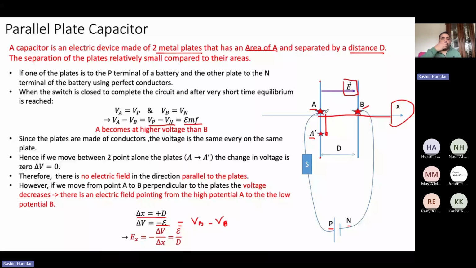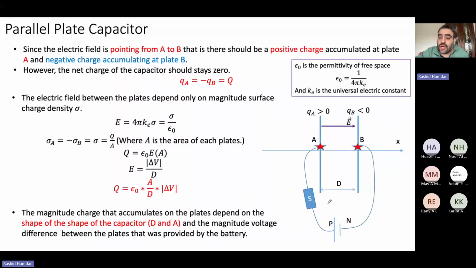Now, what is the charge on the plates? To have an electric field, we need charge. When we turned on the switch, charges start moving. We have a full circuit, so charges can move. Now, originally, A was at lower potential than P. So electrons move from A to P. Electrons move from low to high potential. So when electrons move in this direction, there will be extra positive charge here. And this positive charge spreads out uniformly on the plate.